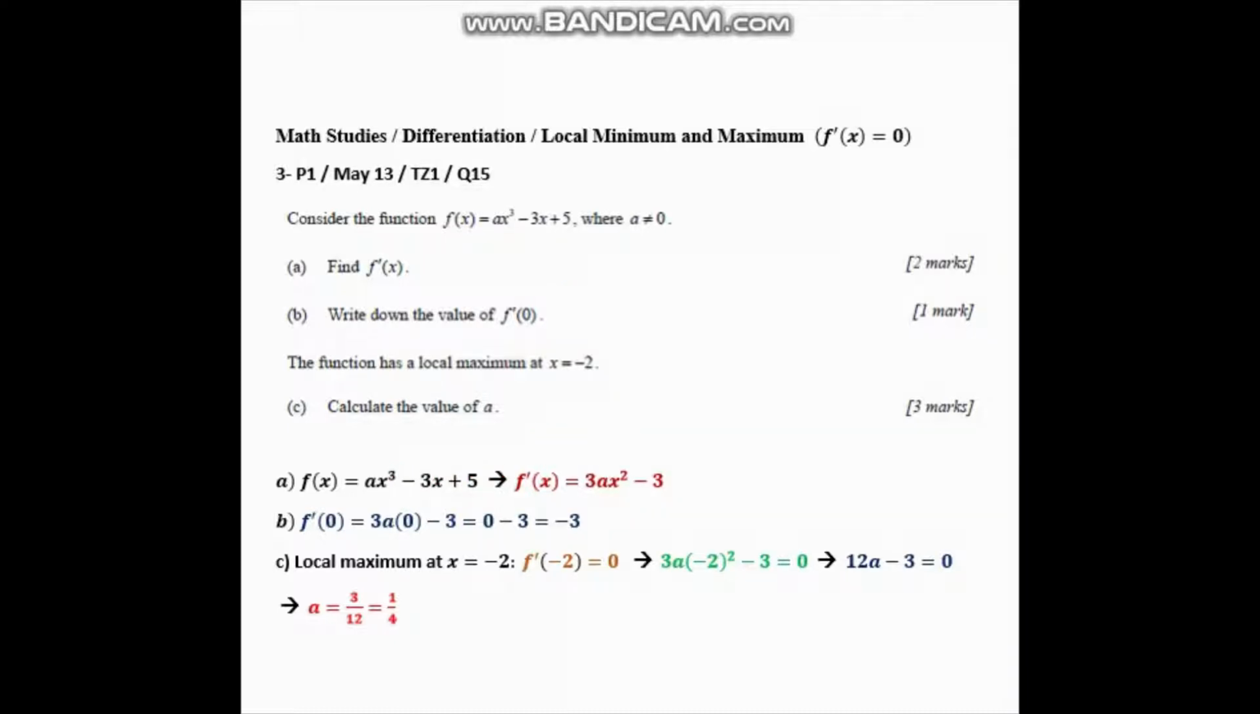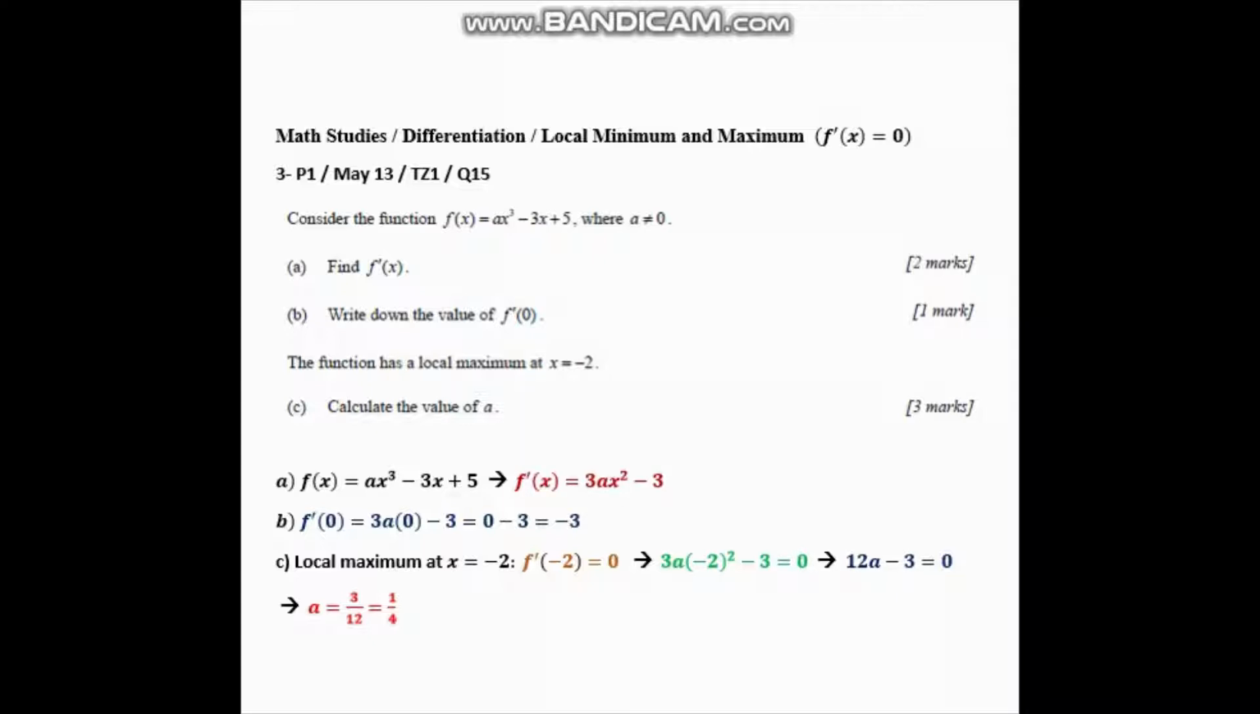Now, in question C, we are told that the function has a local maximum at x equals negative 2. So at the local maximum, we know that f dash of x equals 0, and since x equals negative 2, hence f dash of negative 2 equals 0, and f dash of negative 2 is obtained by substituting x with negative 2 into the equation f dash of x. So 3a times negative 2 all squared minus 3 equals 0, and we are required to find a.